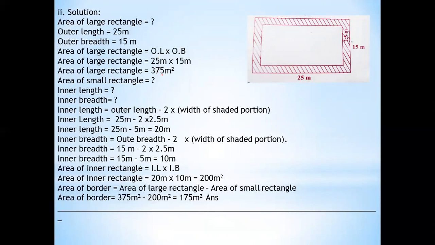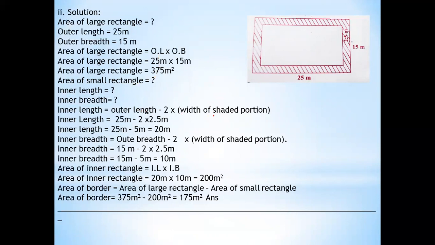So dear students, first we found the area of the large rectangle, which is clearly given in the figure. But now for the area of the small rectangle, we first have to find the inner length and inner breadth. For the inner length, the formula is outer length minus 2 times the width of the shaded portion. That is given here, 2.5 meter.